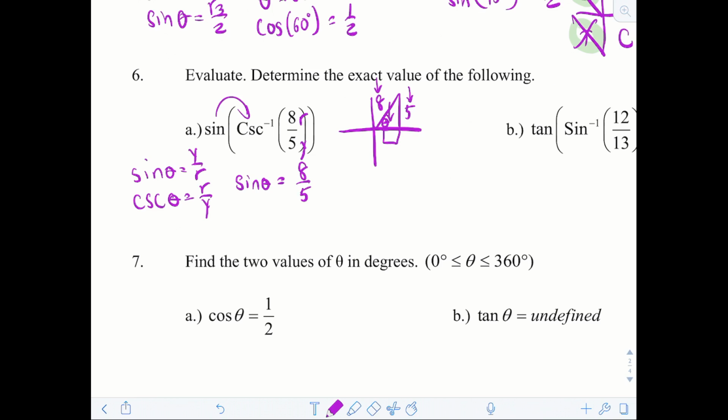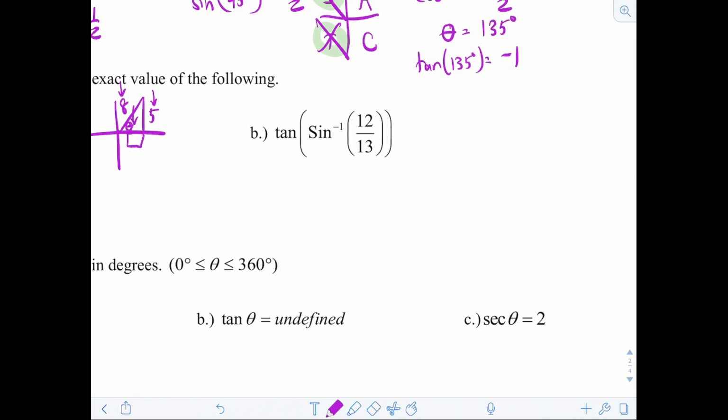And if we have this understanding that sine and cosecant are reciprocals, then their values are also going to be reciprocals. Okay, over here, sine, so this is y over r. So if I draw my triangle, y is 12, this is 13, and this is actually going to be 5. So it's that 5, 12, 13 triangle again.